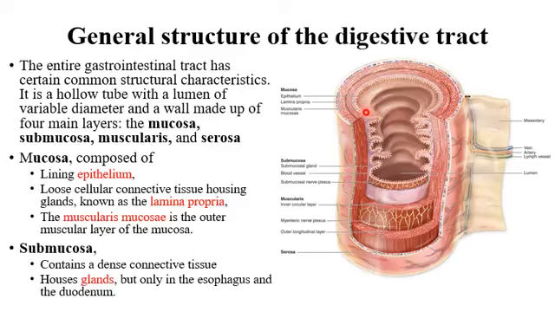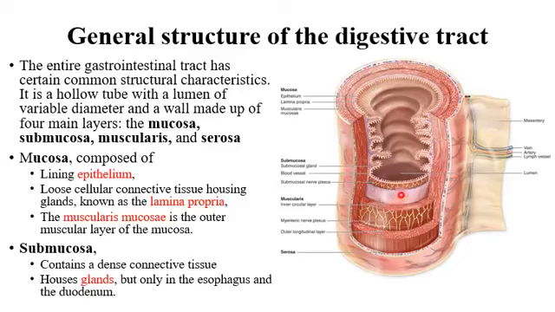The mucosa includes lining epithelium. Underneath the epithelium is a layer of lamina propria. This layer is formed of loose connective tissue which contains blood vessels, lymphatics, and cells of the immune system. A layer of smooth muscle cells called muscularis mucosa separates the mucosa from the next layer, which is submucosa.